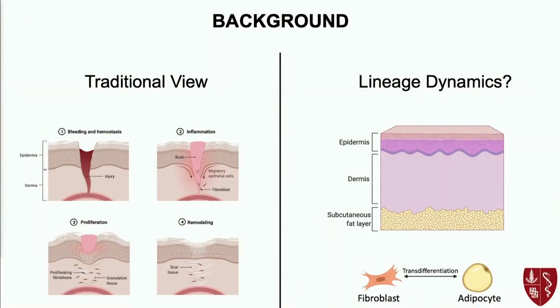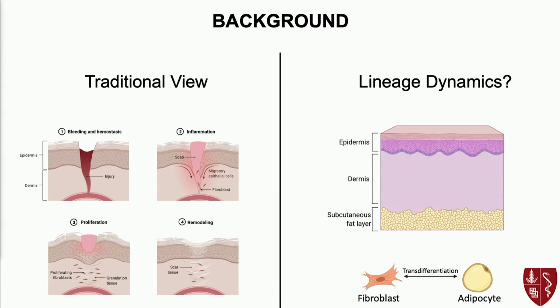I want to start off by talking a bit about the traditional view of wound healing, and then a bit about what we will be talking about today. In the traditional view, you have an injury, inflammation in that local area, proliferation of fibroblasts that lay down collagen, and then scar formation and eventual remodeling.